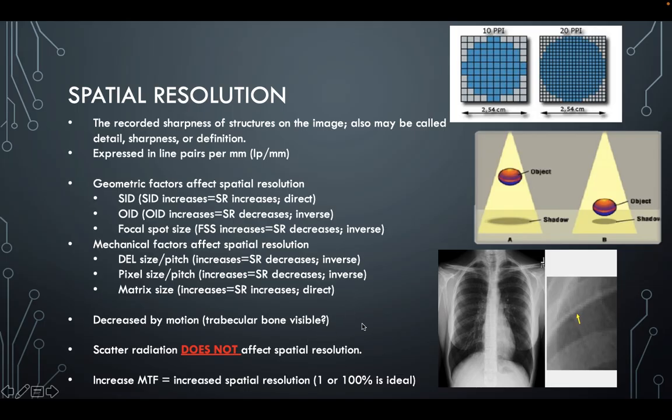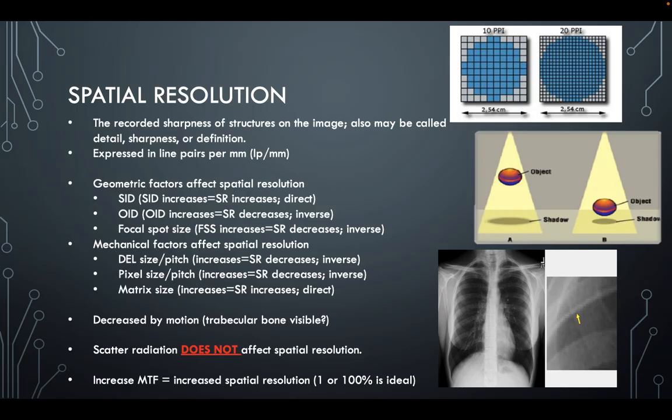Spatial resolution is decreased by motion. Trabecular bone is not going to be visible when I have a lot of motion. So if you're ever encountering a patient and you're noticing that you're getting a lot of motion on your images, make sure that you provide some way for them to stabilize. What kind of assistive devices do you have laying around? Do you have a walker? Do you have a sponge that they can rest on? What do you have? Scatter radiation does not, I repeat, scatter does not affect spatial resolution.